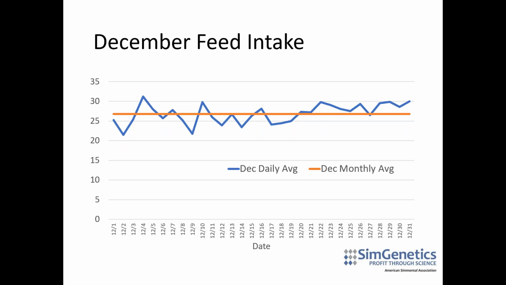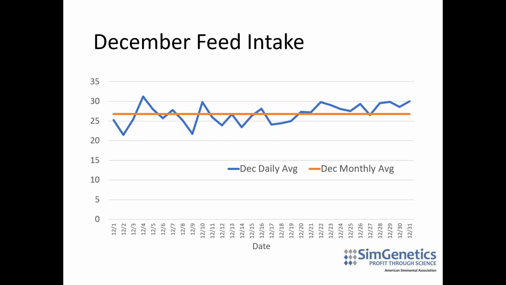Okay, so this is all the steers. And then if we look at December, we start to see a little more interesting pattern. So the December monthly average for feed intake is between 25 and 30, I think, or somewhere in the 26.8, 27 pounds region here. Okay, but you can see daily that we have some bouncing around of that.